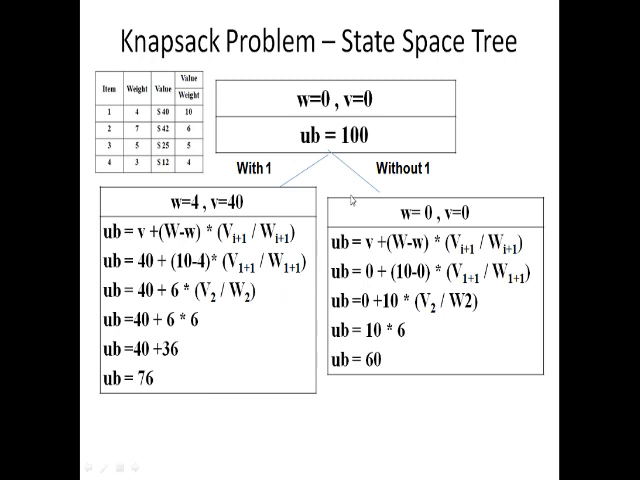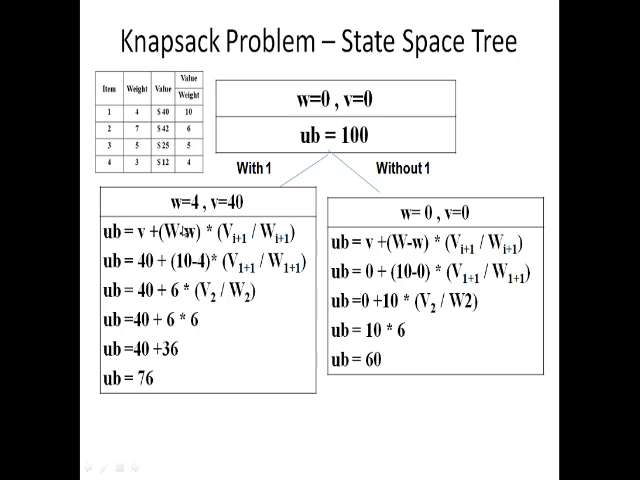Next value calculation, we said that the left is inclusion and the right is exclusion, with and without. The first item is included in the left and the first item is excluded in the right. Next, w equal to 4 and V is equal to 40, which means that first weight and first value is considered. This is the formula for calculation of upper bound.